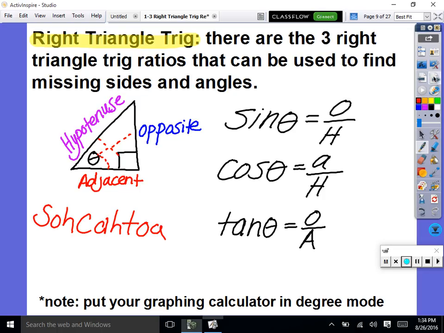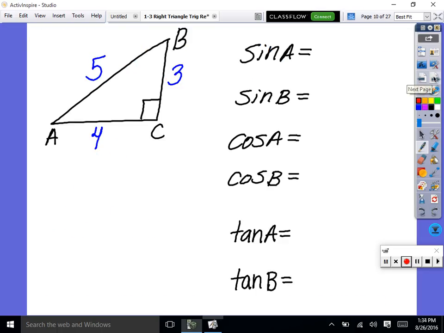Okay. So here we go. Look up here. You don't need to take notes. Just look. Okay? It says find sine of A. So this means we're going to go to angle A. Does everybody understand that?